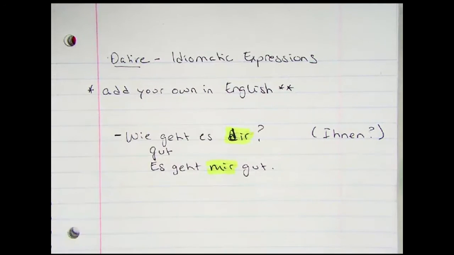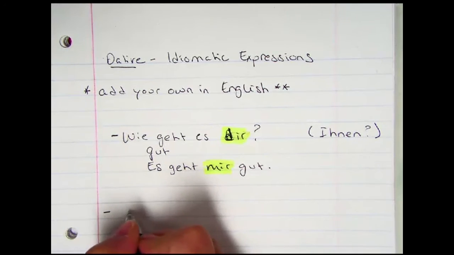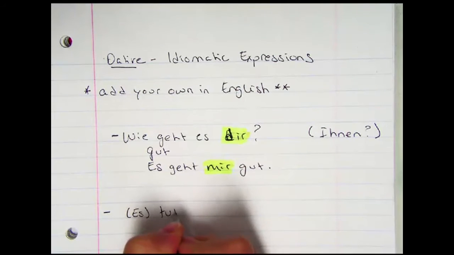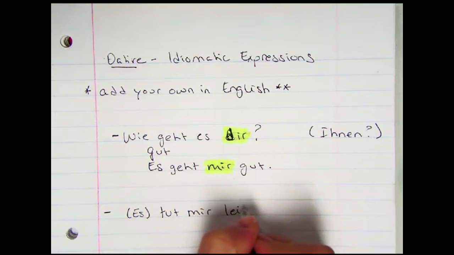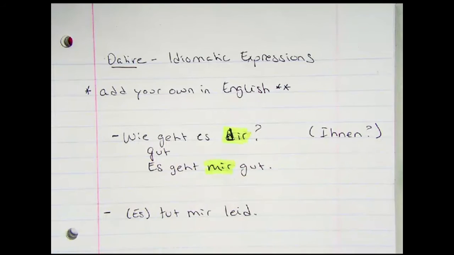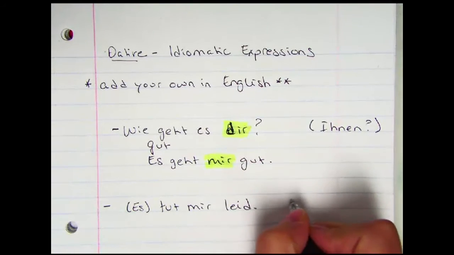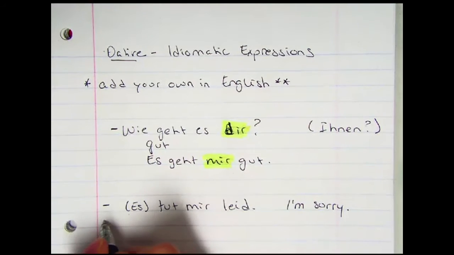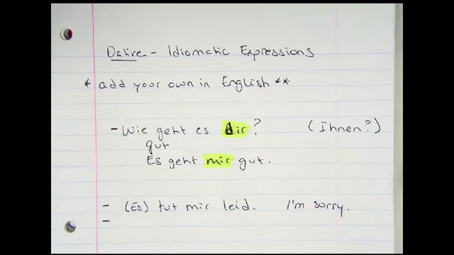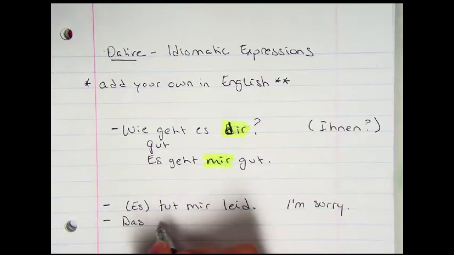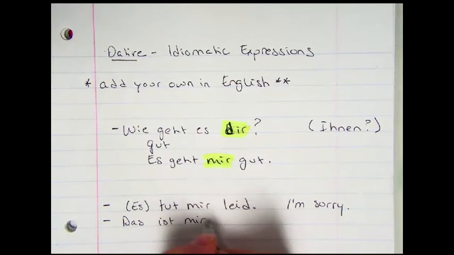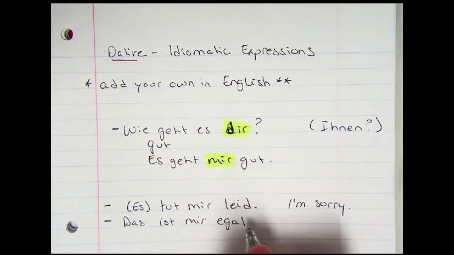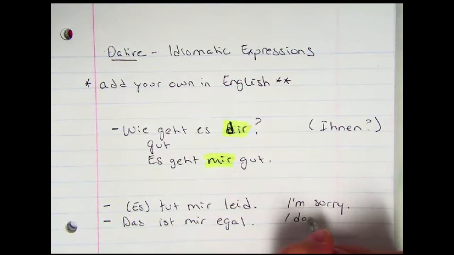Now you're responsible for several others, and I'm going to put them down for you. One of them is, es tut mir leid. And es tut mir leid means I'm sorry. So repeat after me, please. Es tut mir leid. That S is optional, that's why it's in parentheses. And then we have das ist mir egal. And that simply means I don't care.